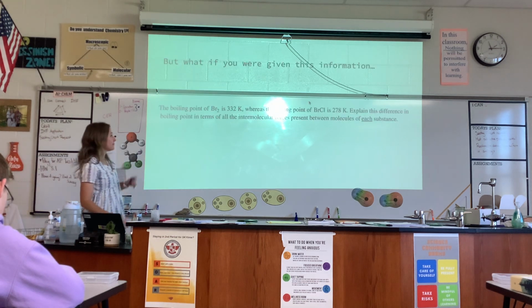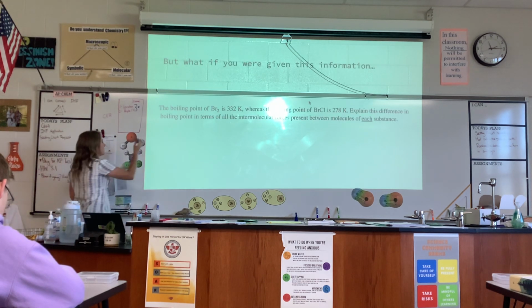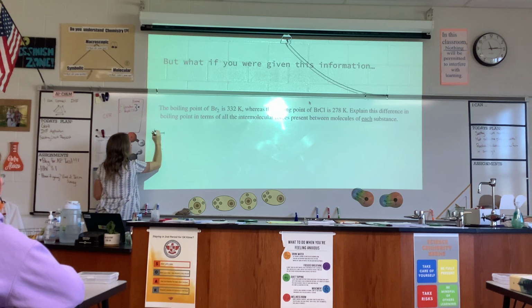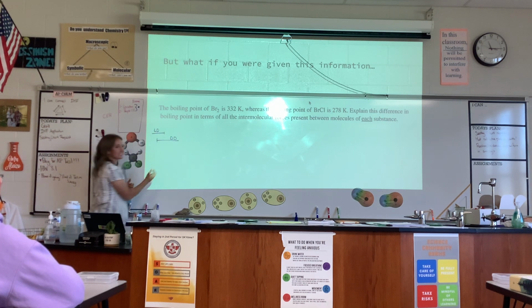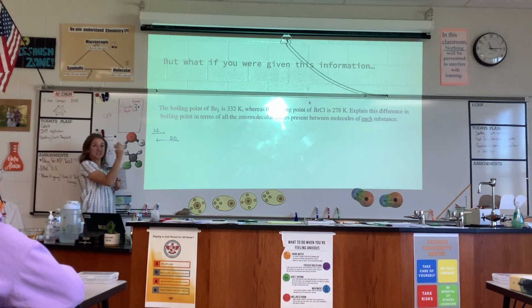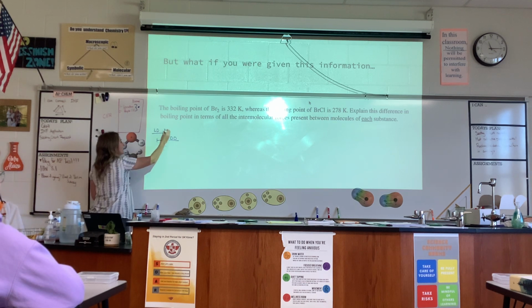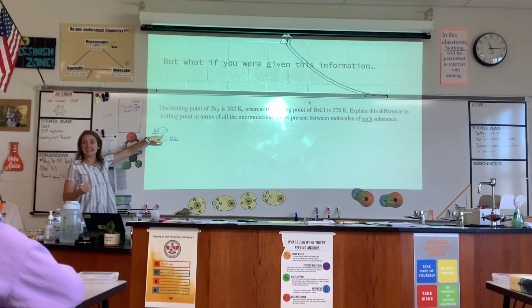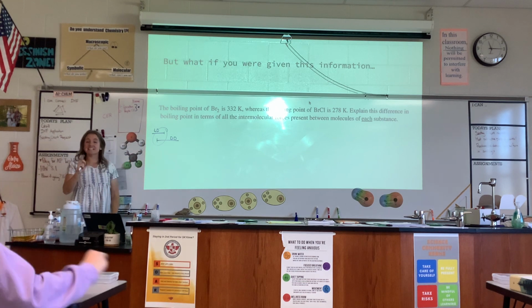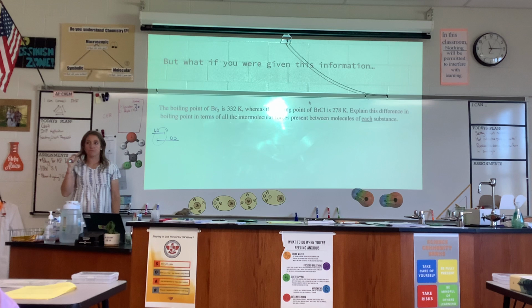But if we remember from last time when we compared our charts, there was a little graph that compared the strengths of forces. And I told you to circle that, right? There's an exception zone, where London forces can be stronger than some dipole. That's what this is. But the nice thing is they're always going to give you data for it. You don't just have to have known that.